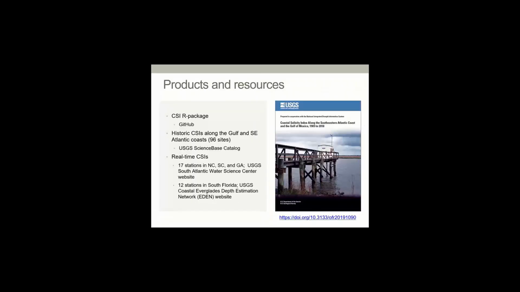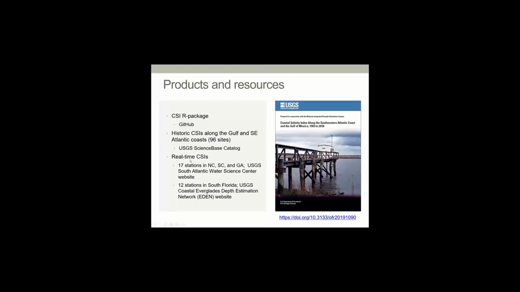So in 2019, our CSI team completed an investigation that resulted in 4 main products. The first one was the Coastal Salinity Index R package. This is located on GitHub and is available for folks to go and grab and use to calculate your own Coastal Salinity Index values for your station of interest. We also calculated historic Coastal Salinity Index values and graphs along the Gulf of Mexico and Southeast Atlantic coast. We did this for 96 historic sites, representing a period of record from the early 90s or 80s to 2019. These are located in the USGS Science-Based Catalog.